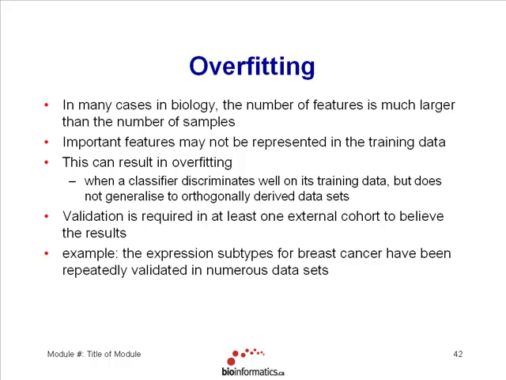And so when you're building a classifier, validation is required in at least one external cohort to believe the results. So these expression subtypes, the reason why they've sort of become dogma in the breast cancer world is that actually they have been validated in numerous data sets and on different platforms, etc.